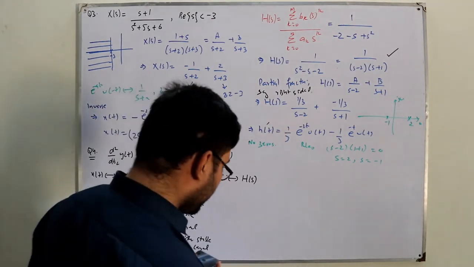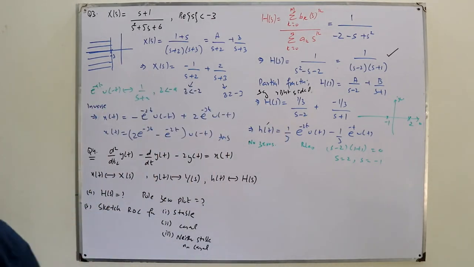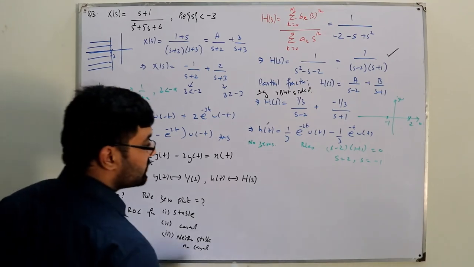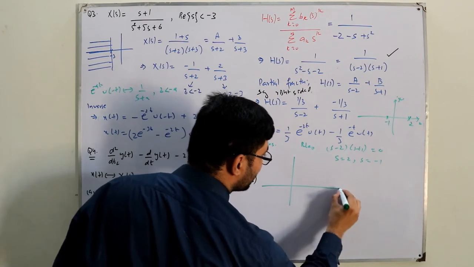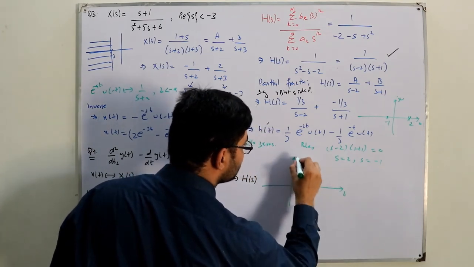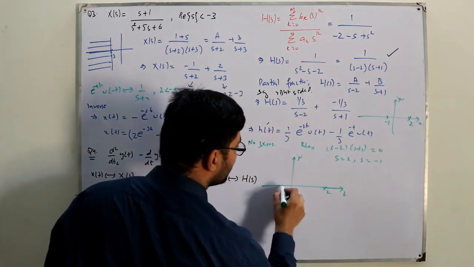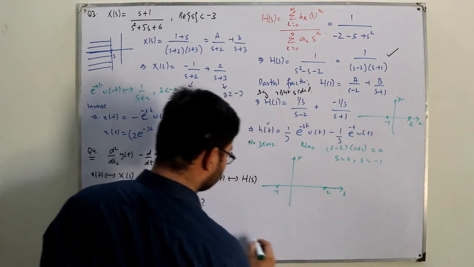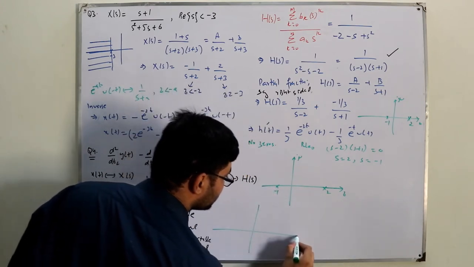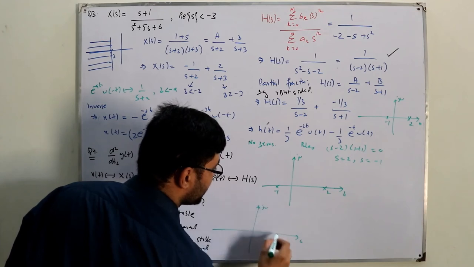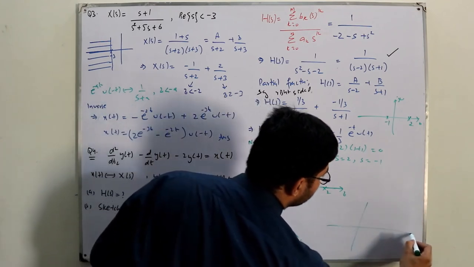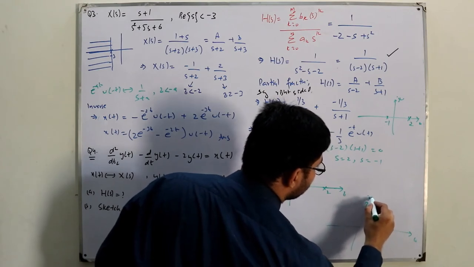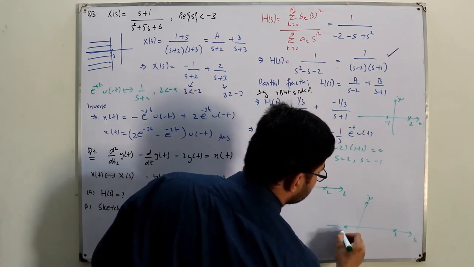Fine. So anyways, now we have to draw three ROCs. So let us draw it. The first would be like this. Let me go a little faster because the light has to go. So this is your sigma, this is your j omega, one pole is at 2, the other is at negative 1. Similarly, this is your sigma, this is your j omega, this is at 2, this is at negative 1. And similarly over here, this is your sigma, this is your j omega, this is at 2, this is at negative 1.